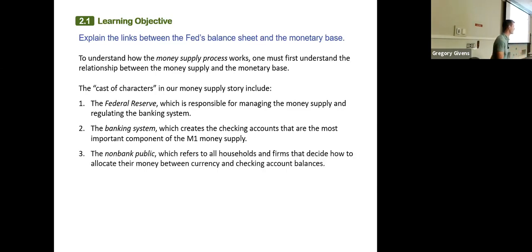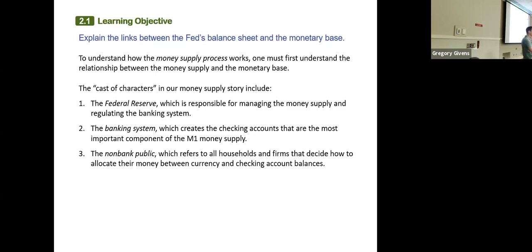What's the third character in our model? It's going to be the non-bank public. That's you and me, and non-bank businesses and firms. Our actions are also going to affect the money supply. And in what way? All of us, whether you realize this consciously or not, make portfolio decisions every period, in the sense that you have to decide how much of your money you want to hold in cash or currency versus how much you want to keep in your checking account. That portfolio decision is going to have an impact on the total money supply process.